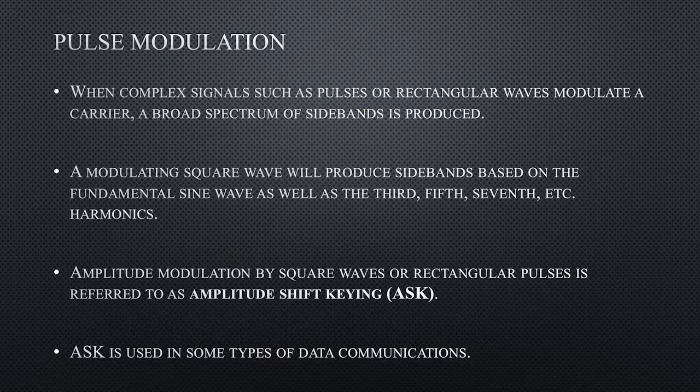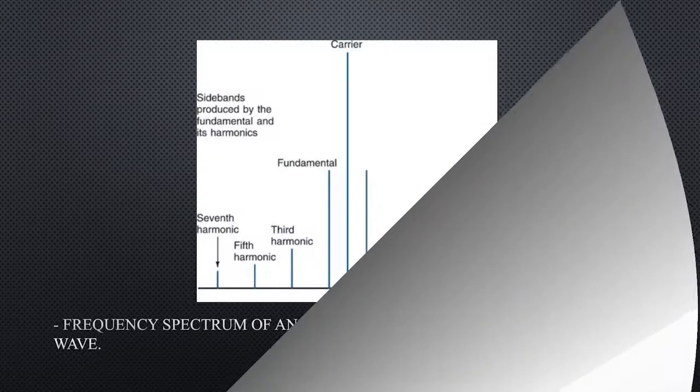Now we are going to talk about pulse modulation. When complex signals, such as pulses or rectangular waves, modulate a carrier, a broad spectrum of sidebands is produced. A modulating square wave will produce sidebands based on the fundamental sine wave as well as the 3rd, 5th, 7th, etc. harmonics. Amplitude modulation by square waves or rectangular pulses is referred to as amplitude shift keying, ASK. ASK is used in some types of data communications.